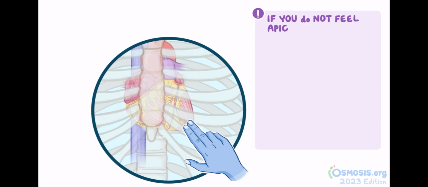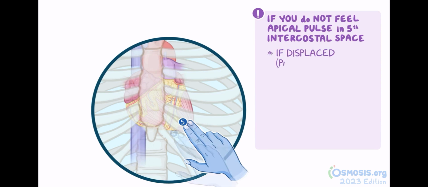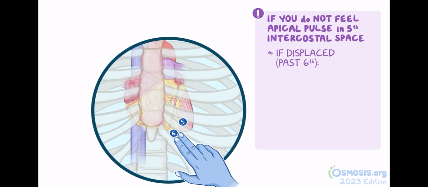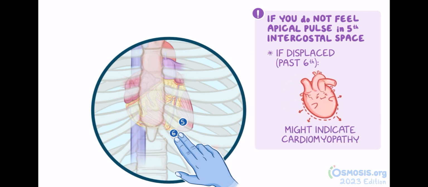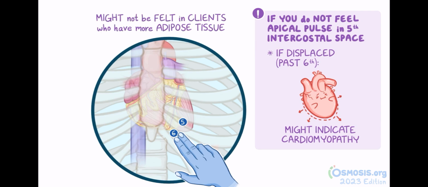If you do not feel the apical pulse in the 5th intercostal space, continue to assess in subsequent intercostal spaces until the pulsation is felt. If the apical pulse is displaced, meaning it can only be felt past the 6th intercostal space, it might indicate cardiomyopathy or heart enlargement. Also keep in mind that the pulsation might not be felt in clients who have more adipose tissue in that area.